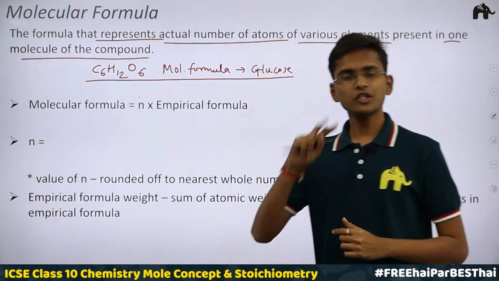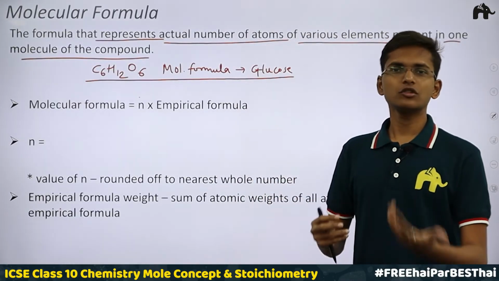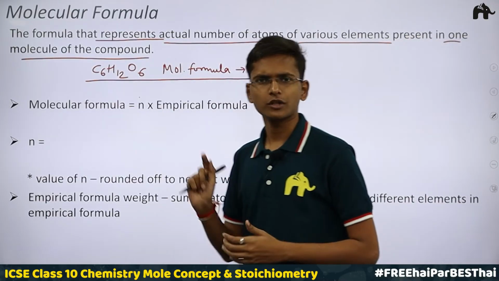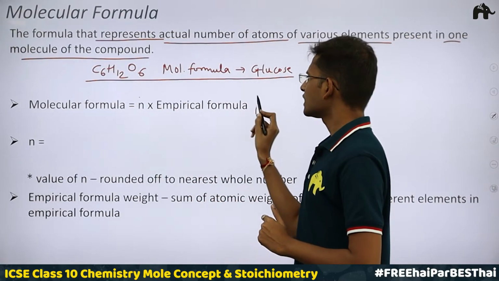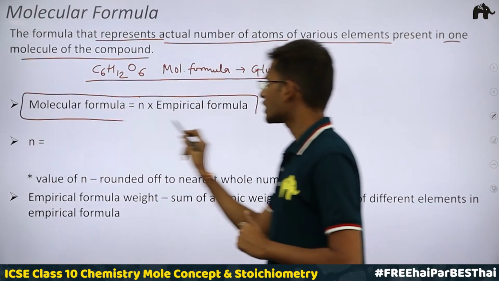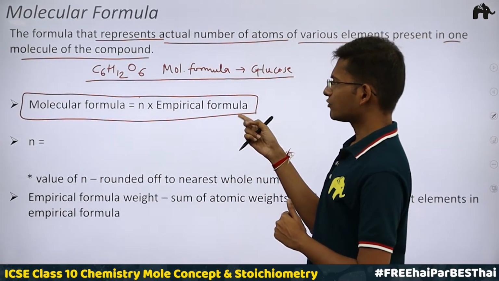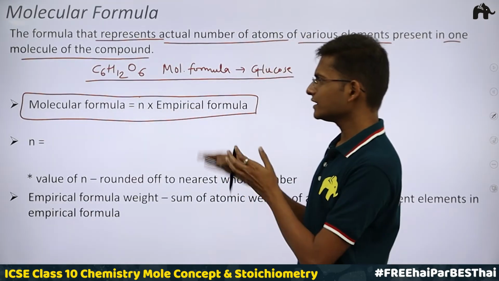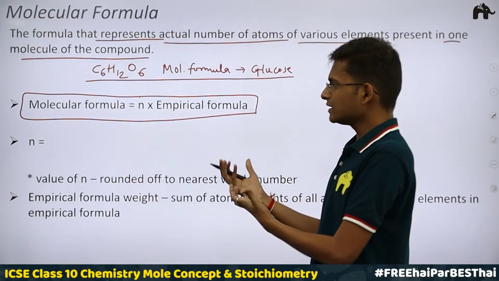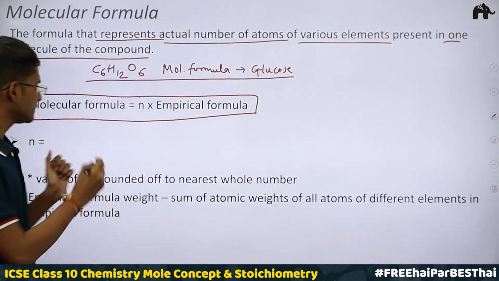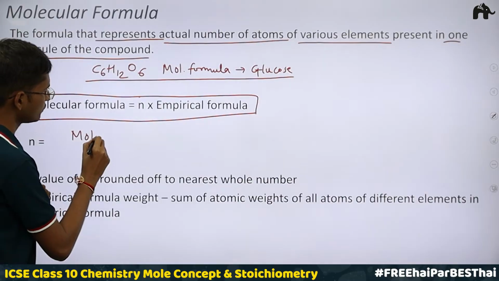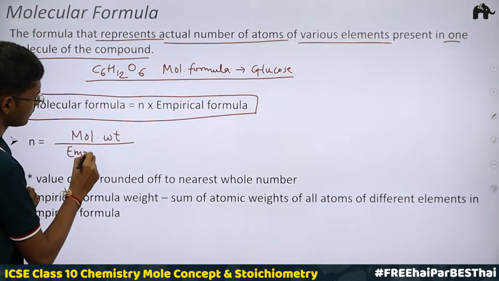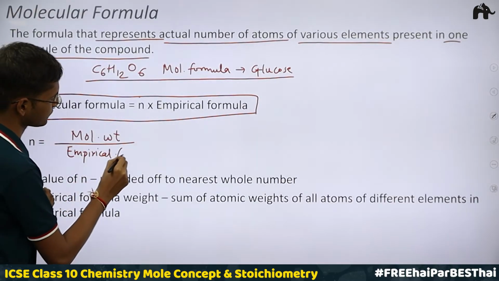It's very simple. You have to just remember two formulas for it and your job is done. And then you have to use the logic to get back to the molecular formula. So very simple, molecular formula is equal to N into empirical formula. Now you know what the empirical formula is. Just now we have seen what the molecular formula is. What is this N then? Okay. So N is a number and we get this number when we divide molecular weight by empirical formula weight.